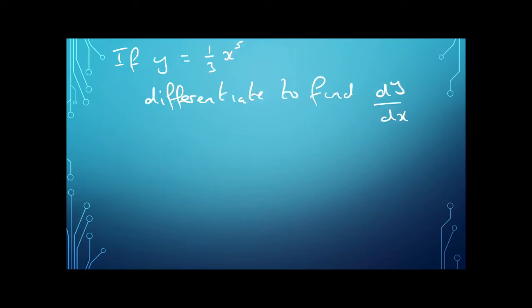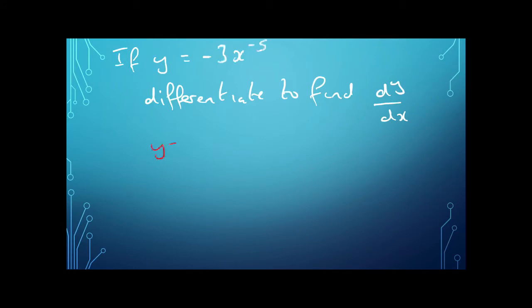This time we have a fraction in front, but it's just a scalar, it's just a multiplying factor, so it's exactly the same as before. So we've been asked to find dy/dx, so we multiply by 5 in front, and we take away 1, and 5 take away 1 is 4, and that can be simplified as 5 over 3 x to the 4, and I suppose we typically leave that as a fraction.